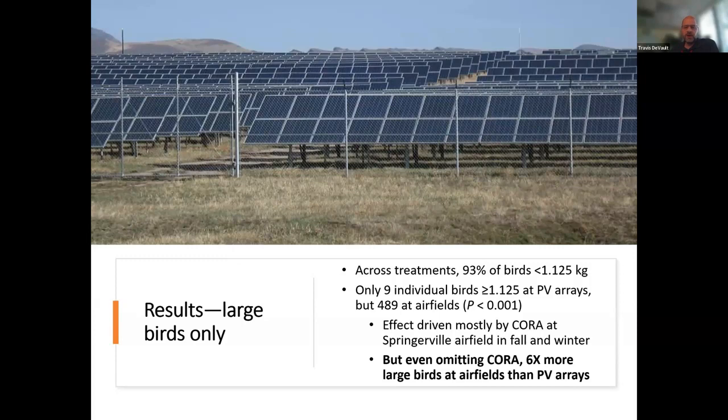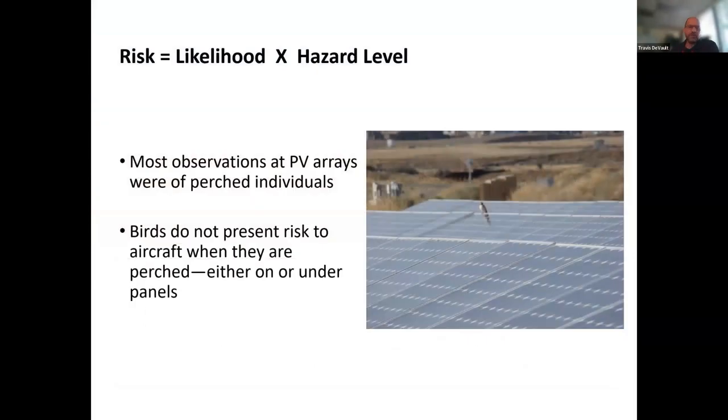Now, that was mostly driven by common ravens at one site at an airfield in fall and winter. But even if you take out those common ravens, there were 6 times more large birds at the airfield than the photovoltaic arrays. One other thing I just want to mention briefly, most observations of birds we saw at these photovoltaic arrays were of perched birds. They were not using it for feeding or flying over or soaring over these areas like they do on airfields. And birds don't present risk to aircraft when they're perched. So our results might actually overestimate the hazard levels of photovoltaic arrays. It might be less even than what we're reporting.